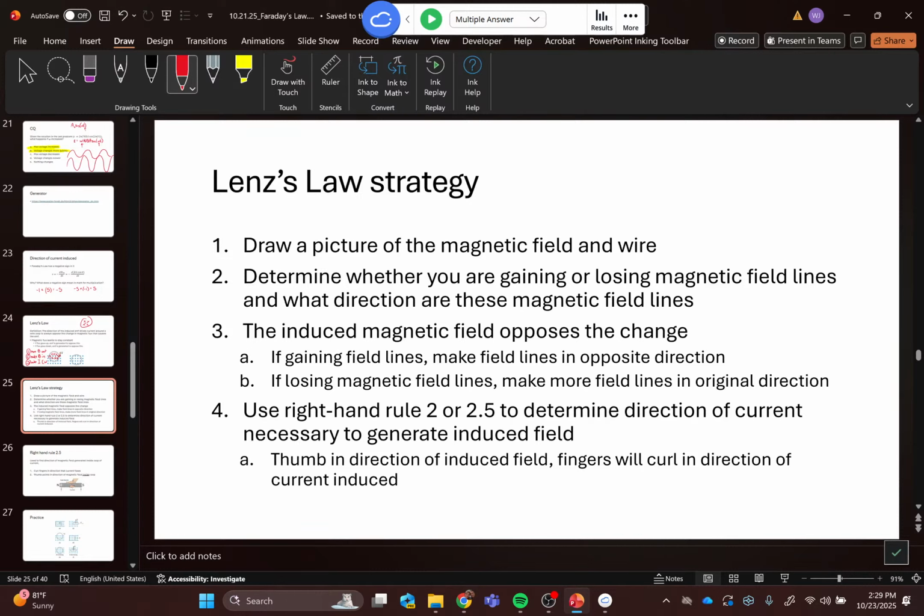There are no shortcuts to this. You have to go through every step. You have to determine if I'm getting more or less. You have to determine how to counteract that. You have to use right-hand rule 2. You have to then figure out the direction of current. And you're welcome to not use right-hand rule 2.5, but that just seems like an unpleasant decision. You're making your life harder.